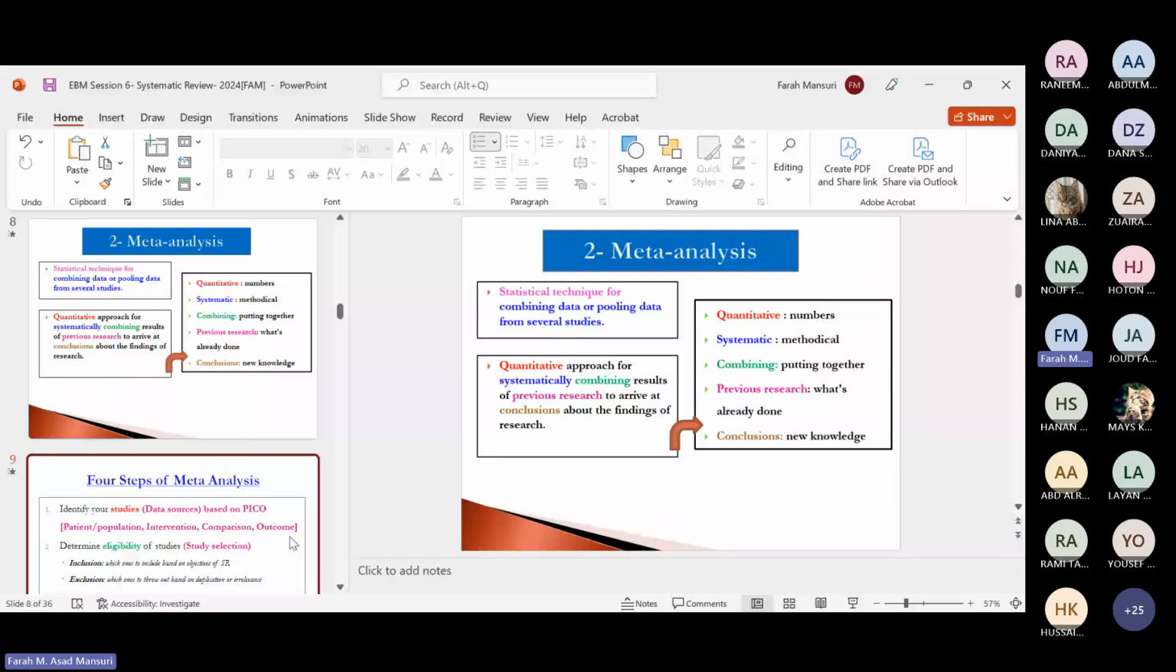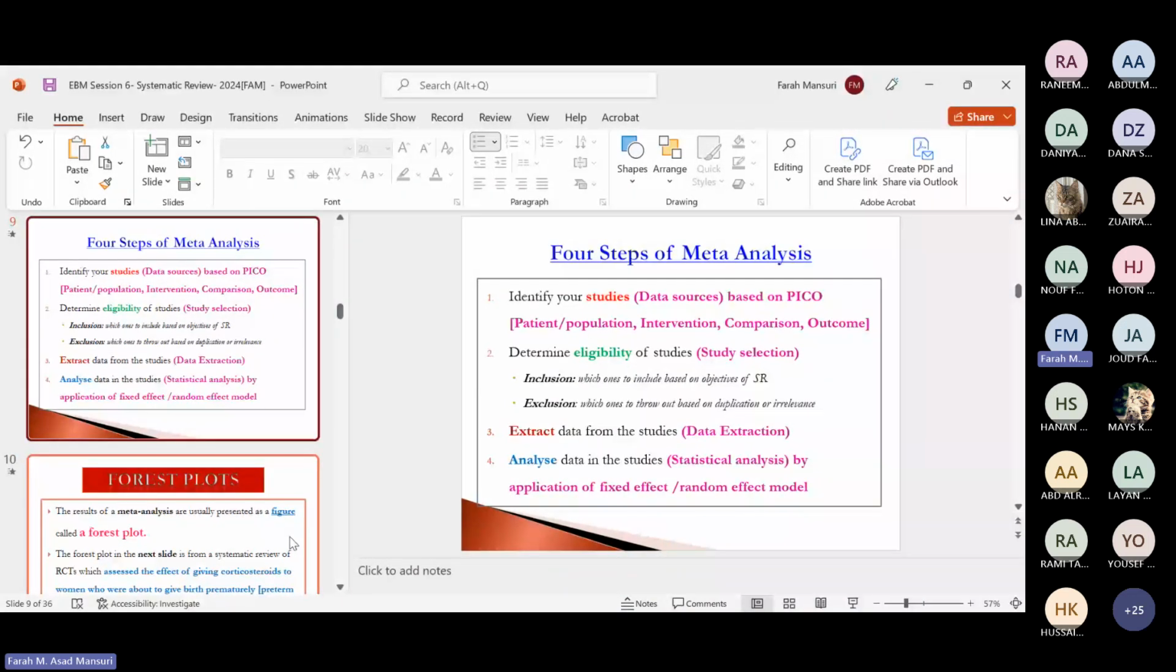Then there are certain steps in the meta-analyses, or we can say steps in the systematic review. That is, we identify the studies based on PICO. PICO is the acronym where P is for patient or population, I is for intervention, C is for comparison, and O is for the outcome.